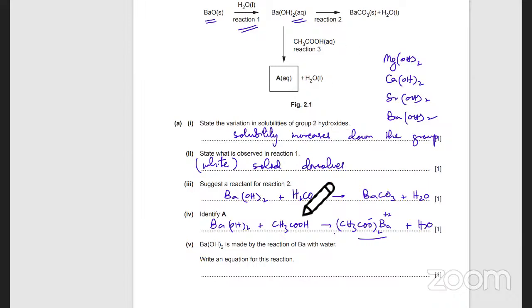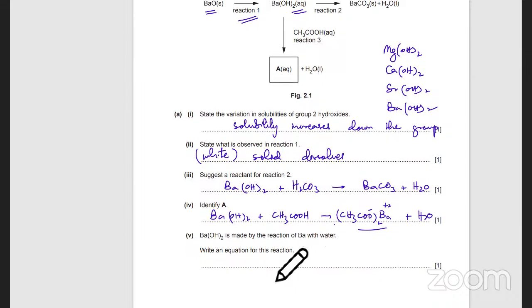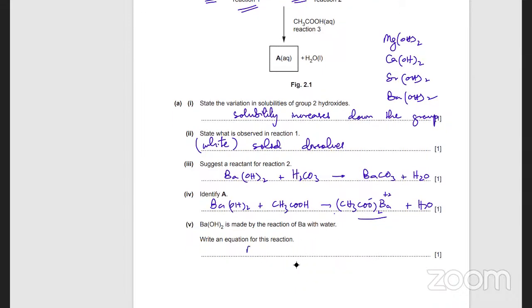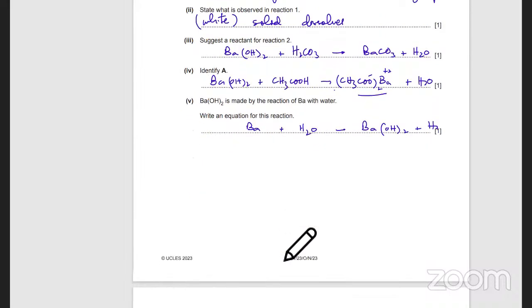Okay, after that, the reaction of Ba with water, in an equation. So what happens when you react Ba with water? I think you get barium hydroxide, plus hydrogen. I mean, hydrogen gas, okay? Yes.